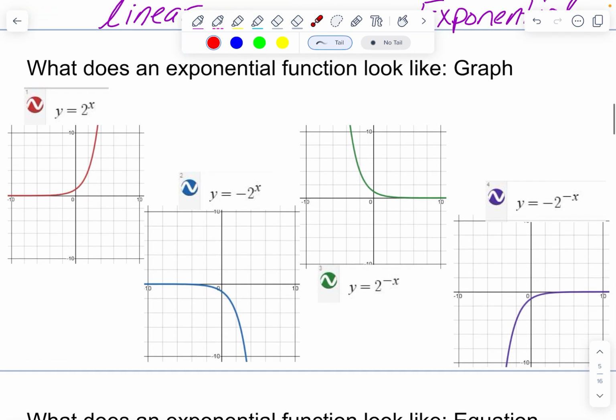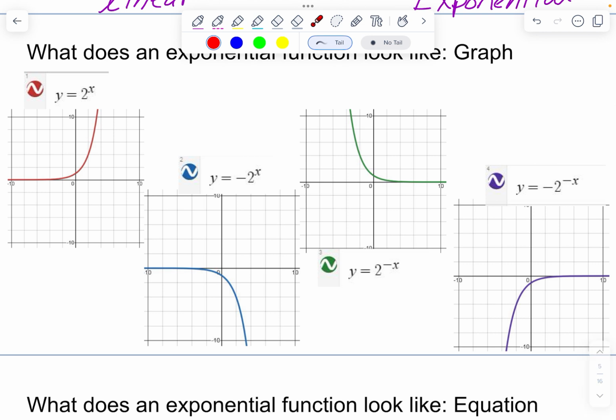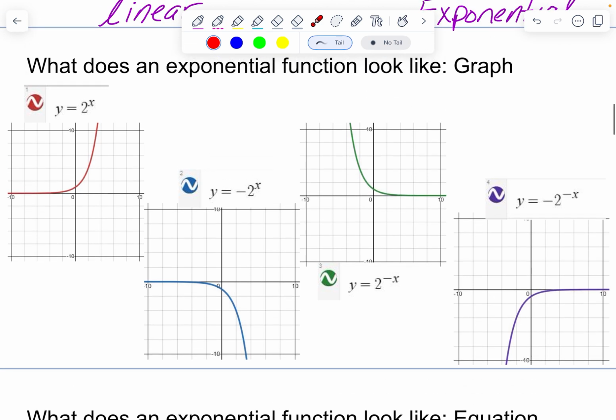On a graph, an exponential function is going to look like this J-shaped curve. Now, the curve can be increasing, it can be decreasing from the top, it can be increasing from the bottom. All those are options that you can see on a graph version of an exponential function. We're not going to really write anything on this slide. I just wanted you to get a picture of it.